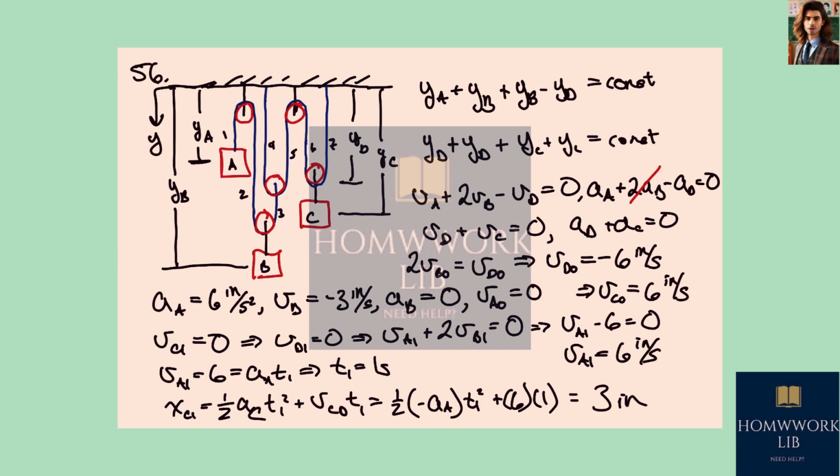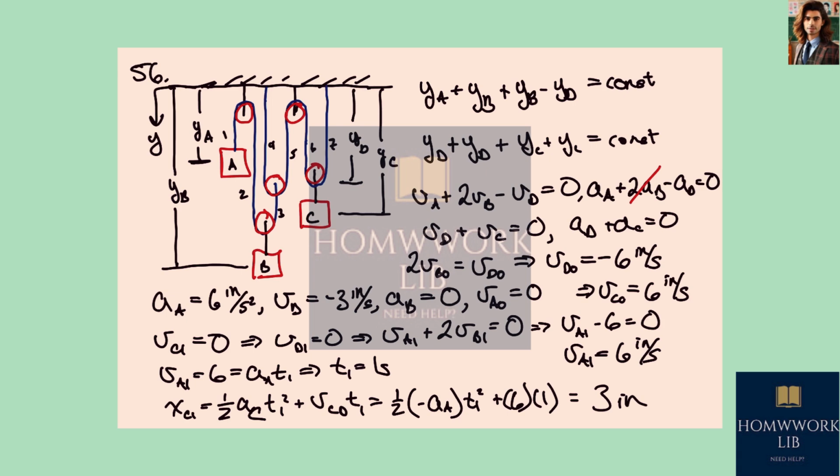Now its acceleration, we know we can get that from these two equations. So a sub C is minus a sub D, and a sub D is a sub A. So a sub C is minus a sub A. So the acceleration of this pulley is minus the acceleration of that pulley at all times.